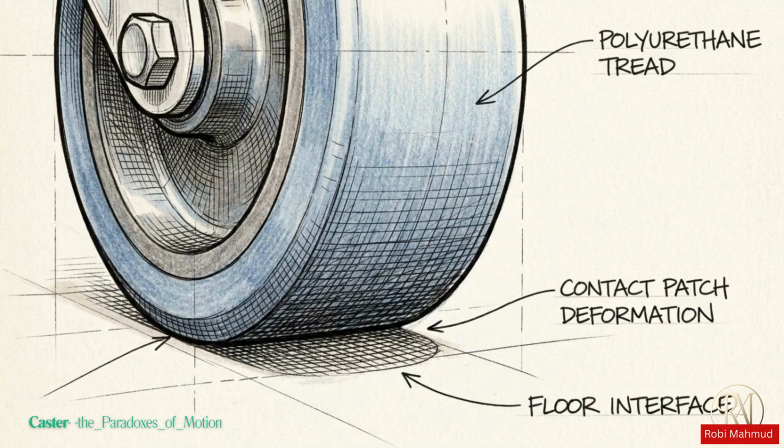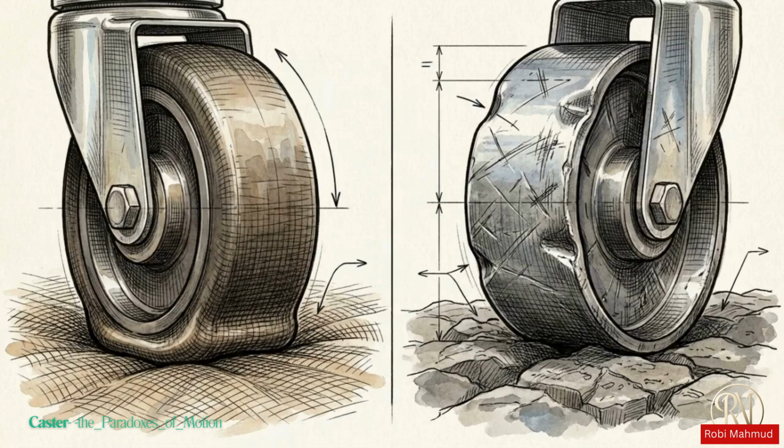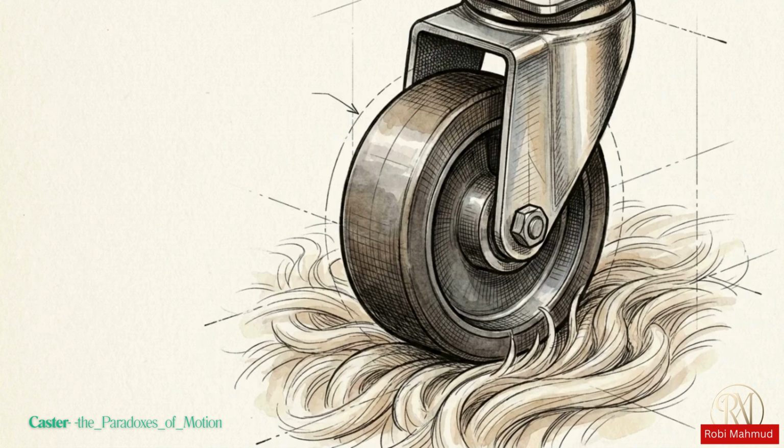The physics of the caster begins at the contact patch. This is the microscopic area where the tread material meets the floor, and the two surfaces begin a continuous negotiation over friction. While it seems intuitive to match materials, soft on soft or hard on hard, the mechanics demand the opposite. Pushing a heavy cart across plush carpet requires hard nylon wheels to prevent the load from sinking.